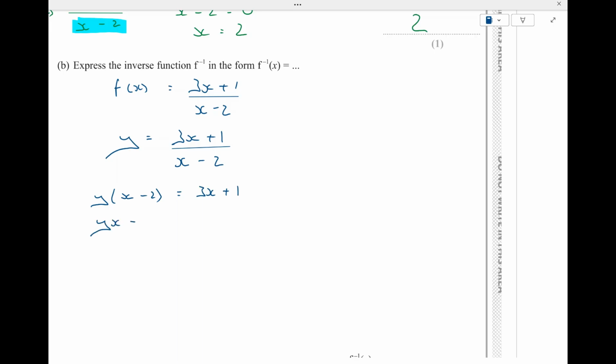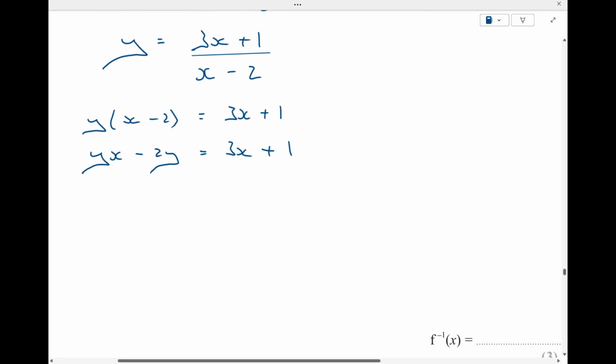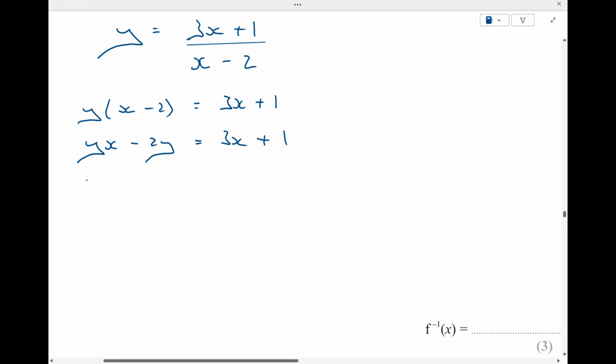Let's multiply out that bracket. Now I need to make x the subject, so I'm going to get everything with an x on it on one side and everything else on the other. So I'm going to minus 3x from both sides. And now I'm going to add 2y to both sides.